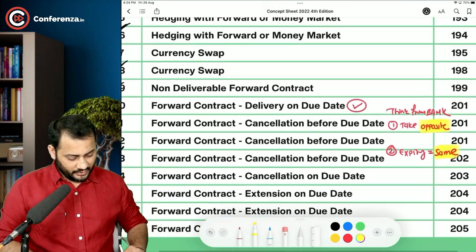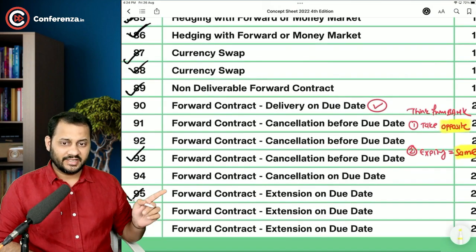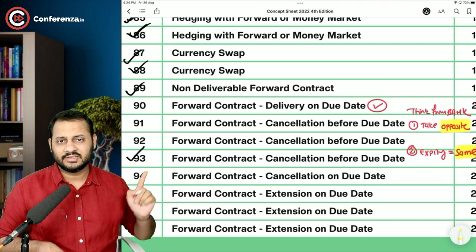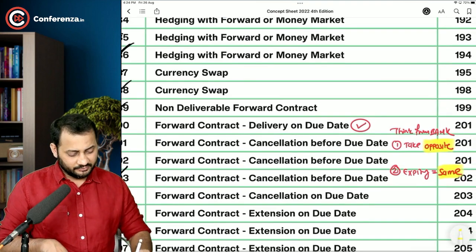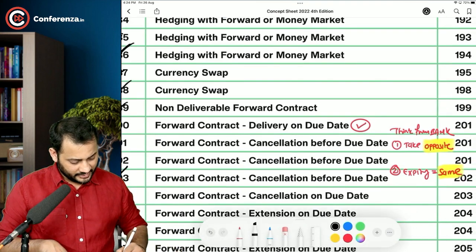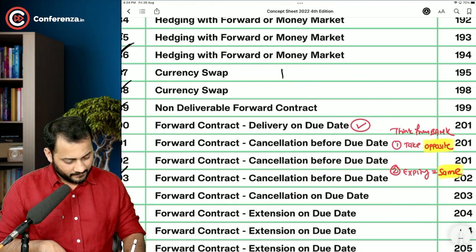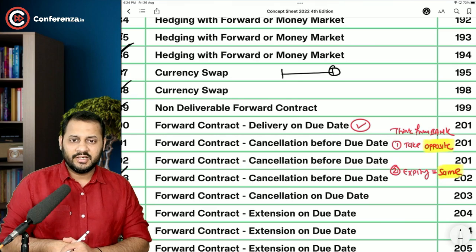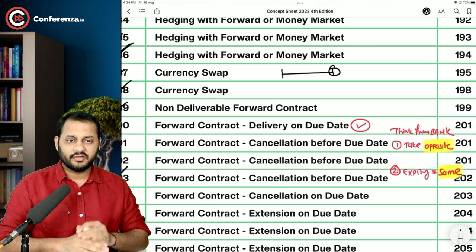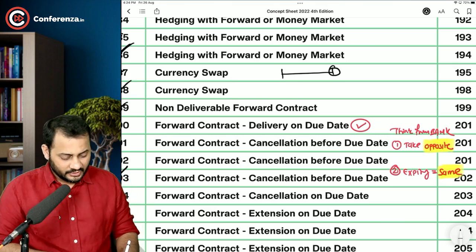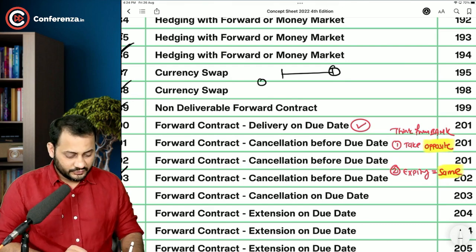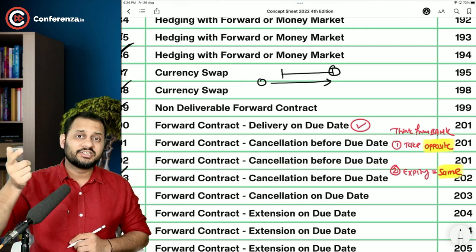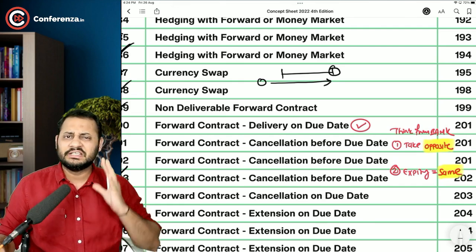Okay, sir. Now we are going to start with the questions of extension on due date. What is the difference between cancellation and extension? It's very simple, sir. If this is the original contract and this is the due date, in cancellation, you straight away close the previous contract. This is the original contract which was supposed to expire on this date. And in extension, what will happen? I will tell you, it's very easy, sir.